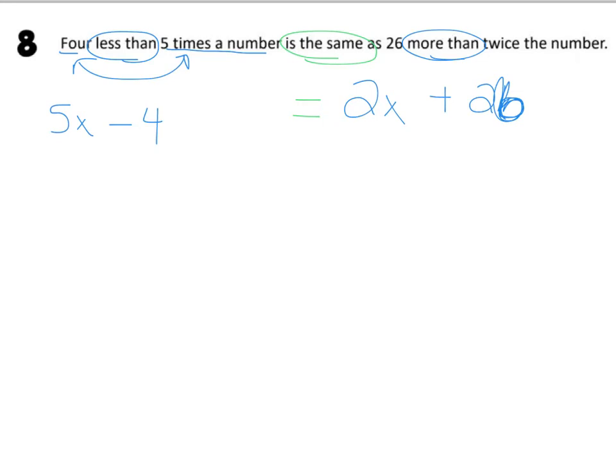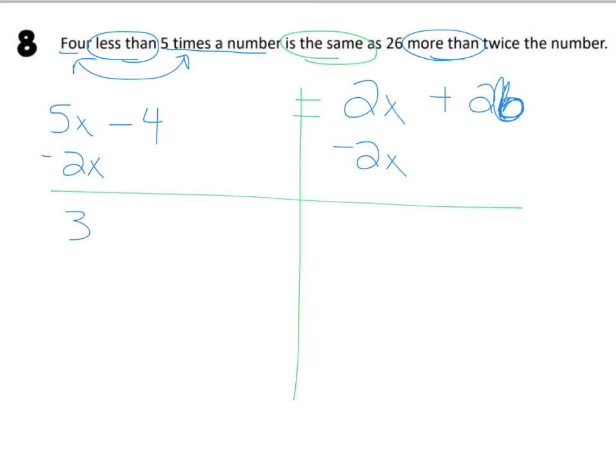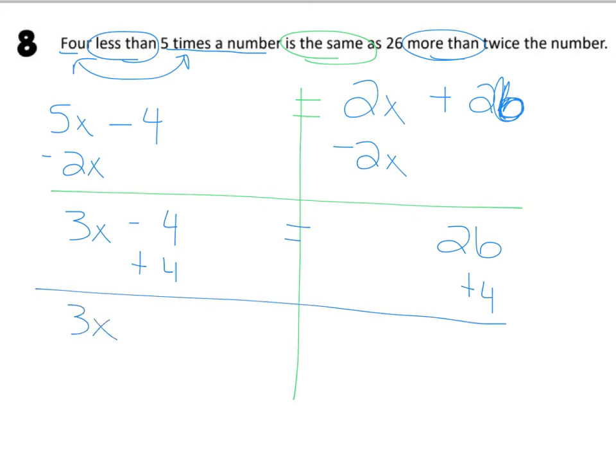So I look at my two variables. I have 5x and 2x. My smaller coefficient is 2. So I'm going to subtract 2x from both sides. Remember, if it helps you, draw a line through that equal sign. 5x minus 2x is 3x. 3x minus 4 equals 26. Now I'm going to add 4 to both sides because this is a two-step equation. So 3x equals 30. Divide both sides by 3, and x is 10.